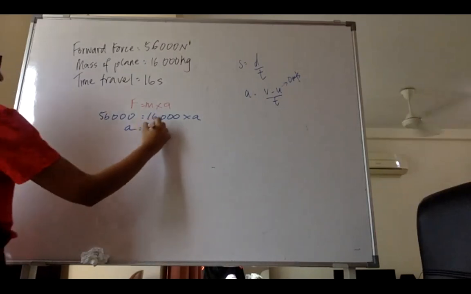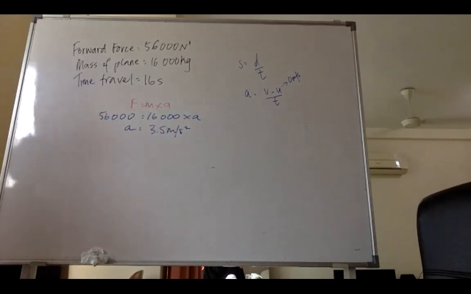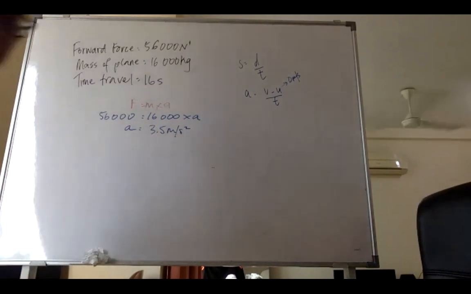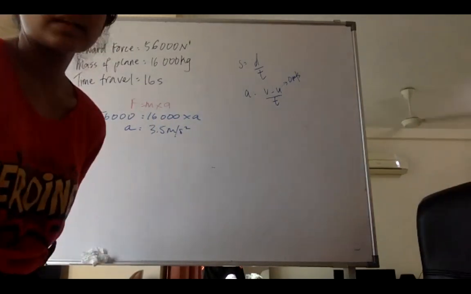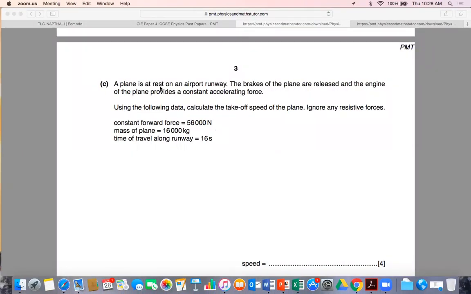3.5 meters per second squared. Okay. Now, we'll go back to the question. The question is that the plane is at rest, and then the brakes are released, and then it takes off. There's a constant accelerating force. So now we have found out that the acceleration is 3.5. We have calculated.